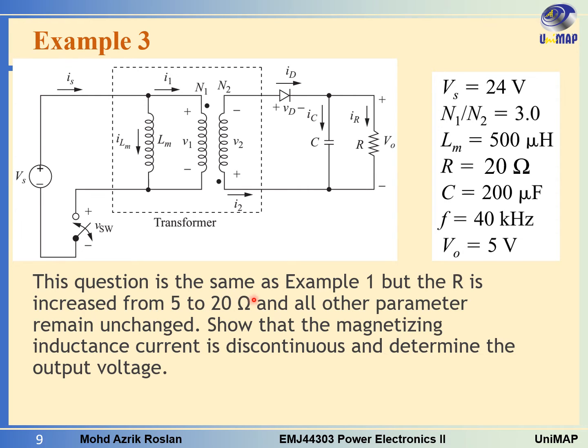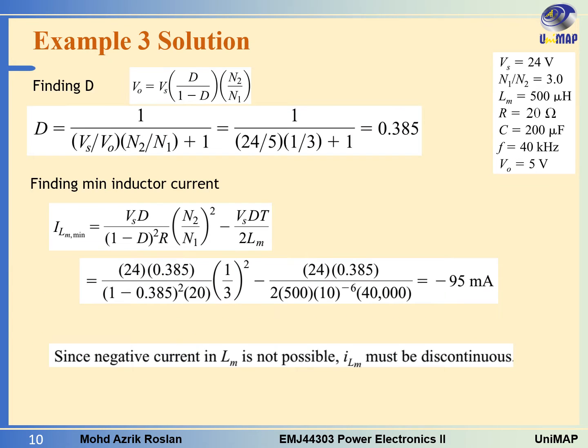So we can expect that the current will be smaller, because when the resistance is higher, the current will be smaller. So here we need to show that the magnetizing inductance is discontinuous and determine the output voltage. So now we are going to deal with the DCM. These are all the parameters, same as example number 1, only the difference is the resistance here.